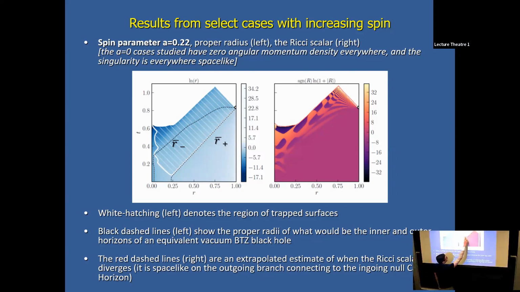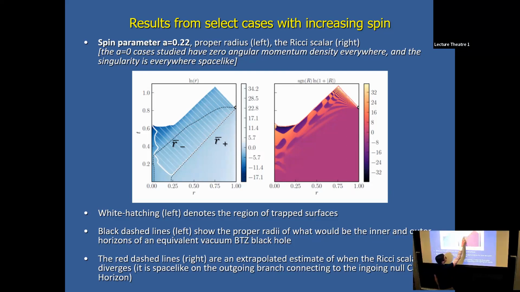This is the Ricci scalar, so I'll explain a little bit more about it. Again, we can't go to infinities in the code. We can get to some point, and then we can try to extrapolate to where we think things are going to blow up. And that's this dashed red line over there. If you look closely, it's not coincident with the end of the simulation, because we're extrapolating to where we think the blow up is going to happen.